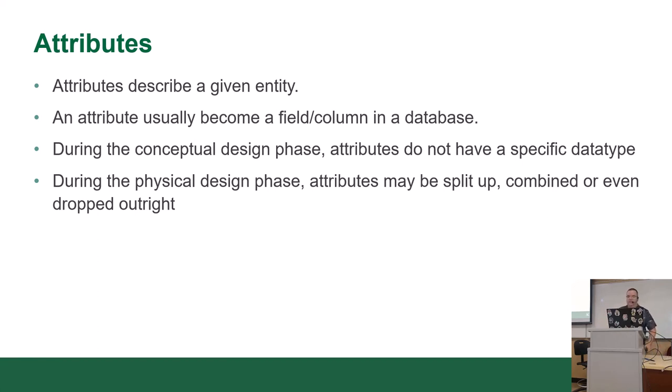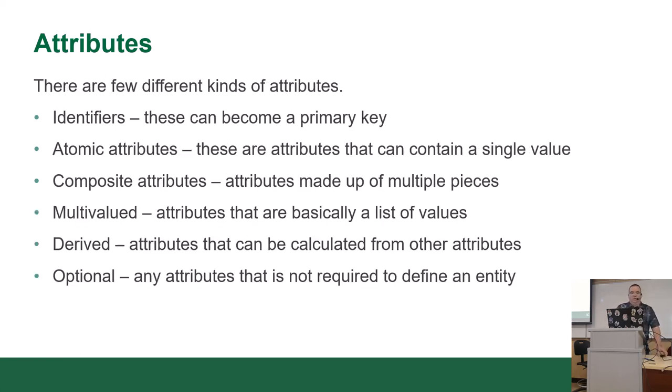So attributes are interesting because they let you describe things. There's a few different kinds of attributes. We have identifiers. These are the kind of attributes that are used to potentially uniquely identify something. Remember last semester, you probably learned about something called primary keys, right? Select from a table by the primary key. That at some point was an identifier before it became a key.